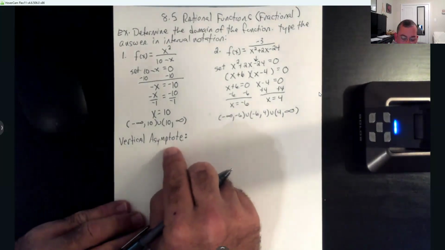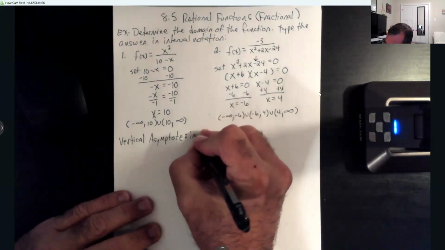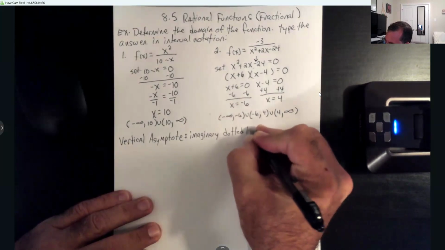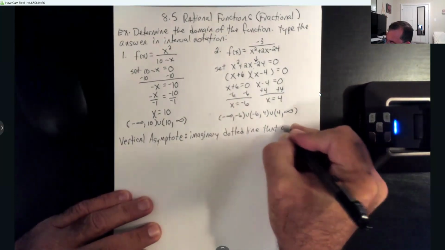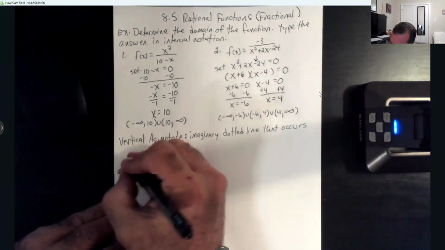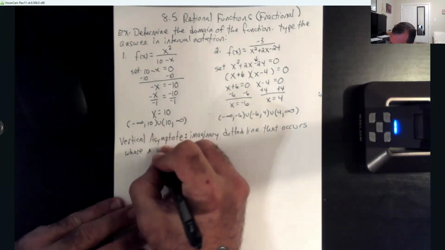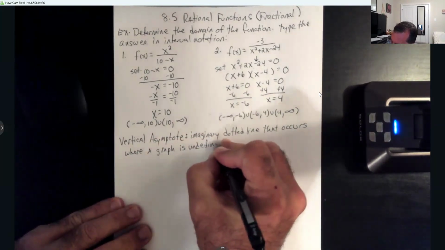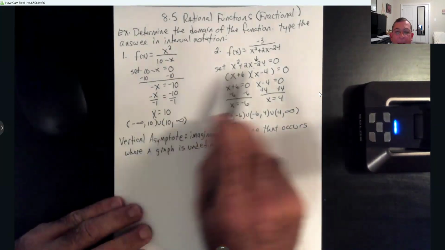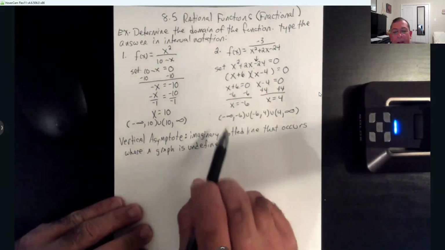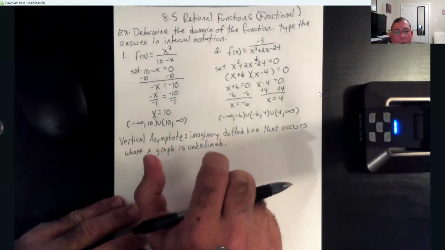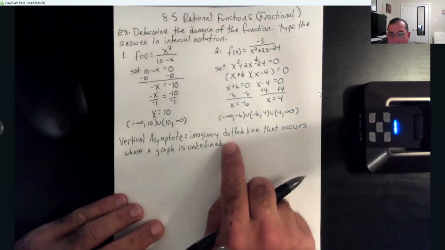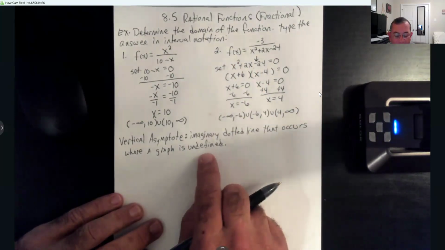All right, y'all, so a vertical asymptote is an imaginary dotted line that occurs where a graph is undefined. So what's happening at these kind of numbers we found up here? You'll see that these vertical asymptotes correspond to these domain questions, okay? So it's an imaginary dotted line that occurs where a graph is undefined.